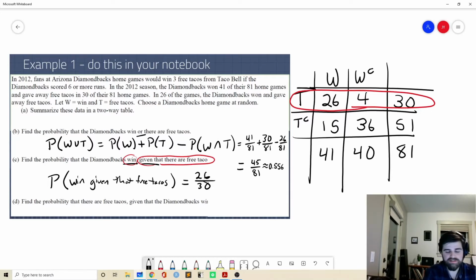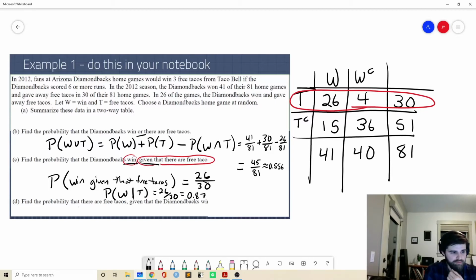Now, we can make this a little bit prettier. We can say win given that taco. This bar means a given condition. And we could say the same thing, 26 out of 30, which is about 87%, 0.87. So again here we knew that there were free tacos, so we only care about these 30 games in the free taco row. Let's look at the next one.